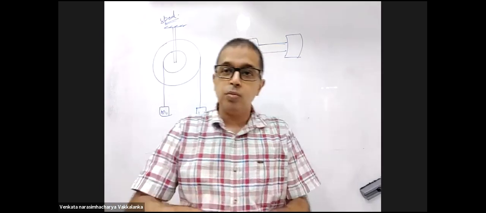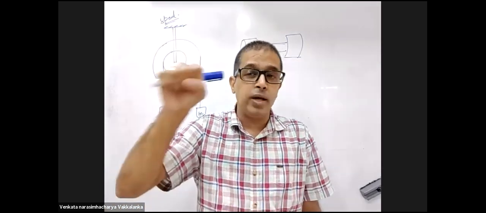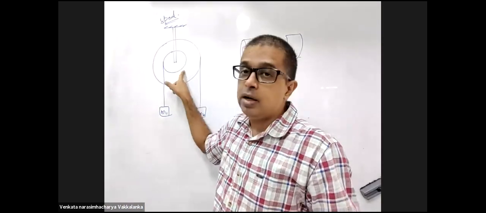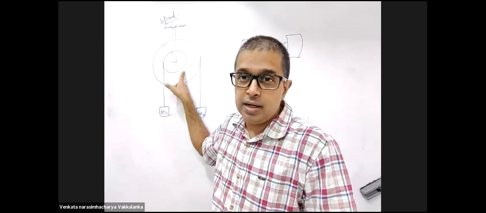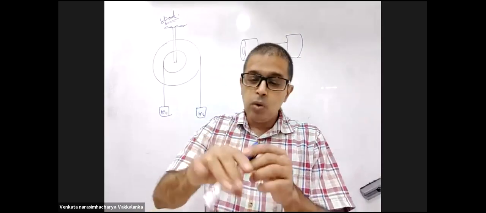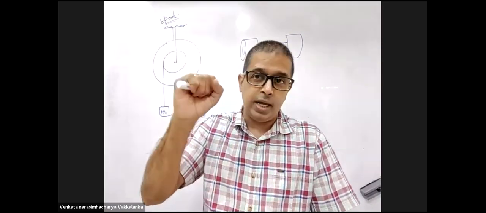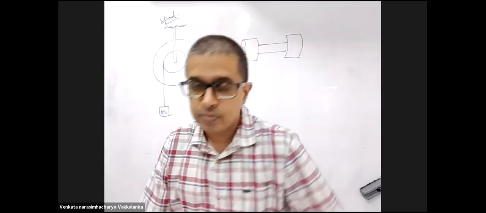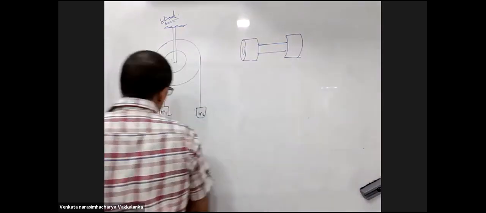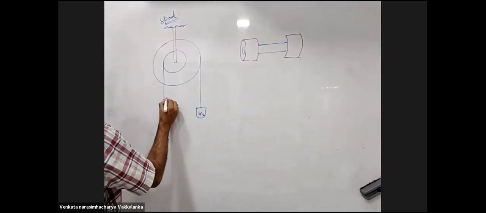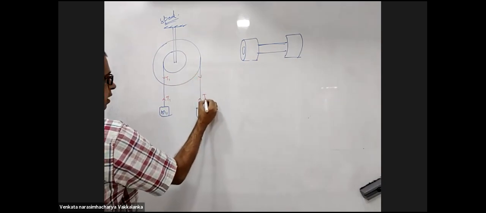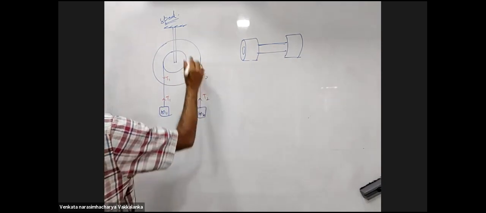But remember, spool is one rigid body. Don't tell me outer cylinder is rotating over the inner cylinder. No. Spool is one rigid body. Both together will rotate. The tension here I will take as T1. Tension here I will take as T2.